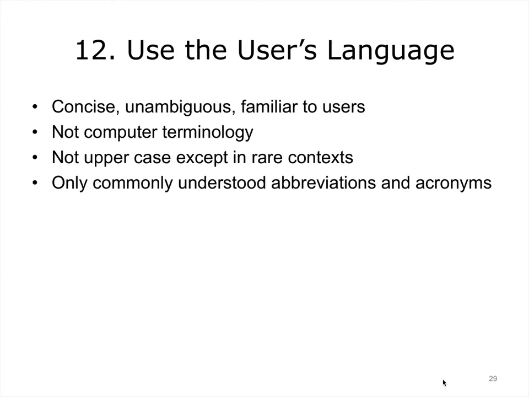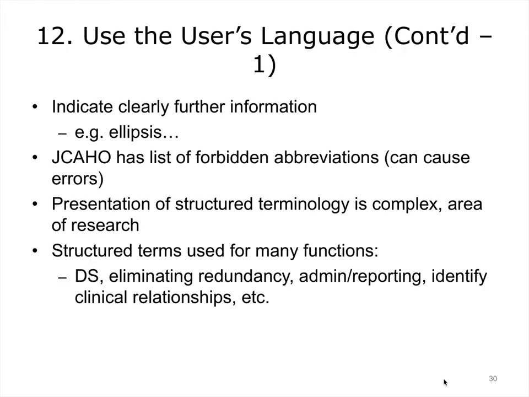Effective use of language means using language that is precise but familiar to users and does not use computing terms with users unfamiliar with them. Uppercase should not be used except in rare contexts. Abbreviations should be handled cautiously. The Joint Commission on Accreditation of Healthcare Organizations, JCAHO, has forbidden use of certain abbreviations which can cause errors. It is also important to indicate when not all the information is visible on the screen, such as by using ellipses, more links, and so on.